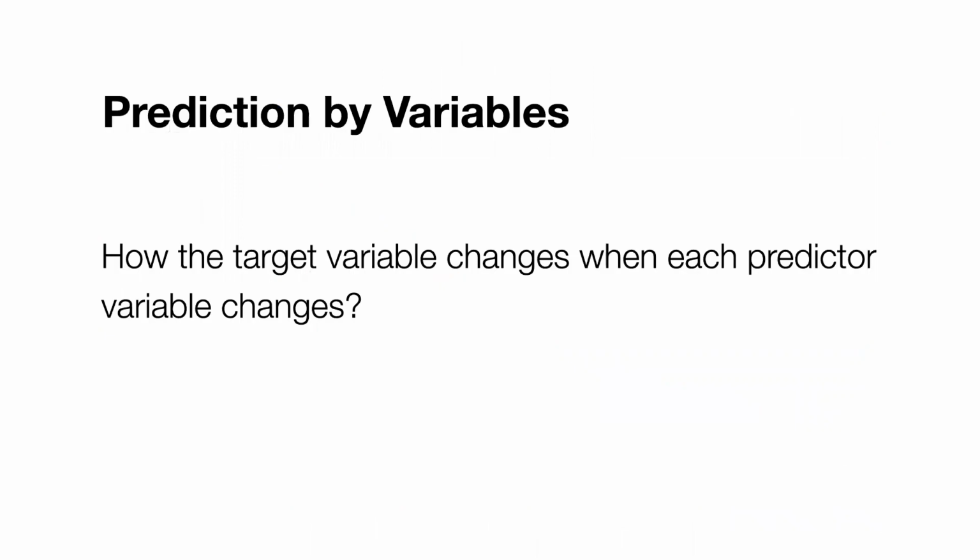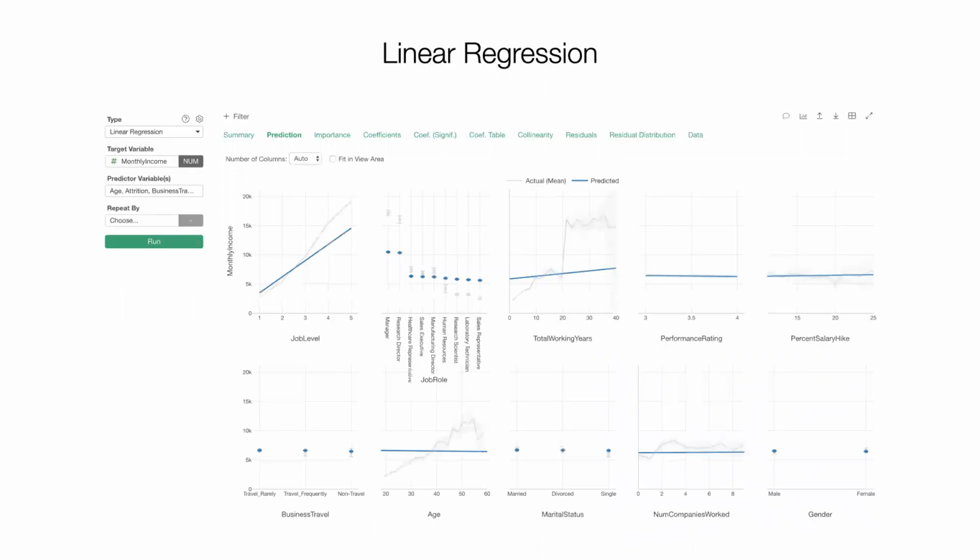And another one is prediction by variables. We used to call it effects by variables, but we made it simple and call it prediction. This is about, for example, on the left-hand side top, the job level. When the job level changes, how does the monthly income change? And the same thing for the job role: when the job role changes, how does the monthly income change?